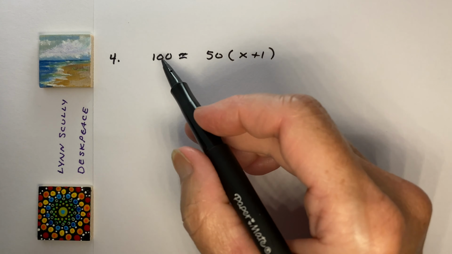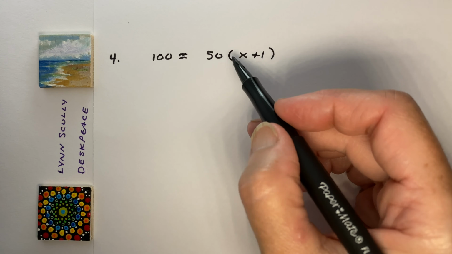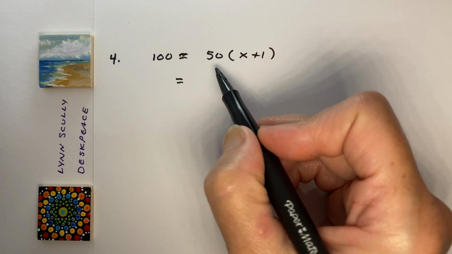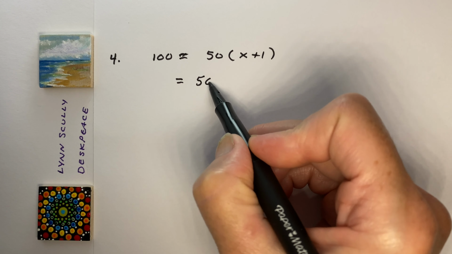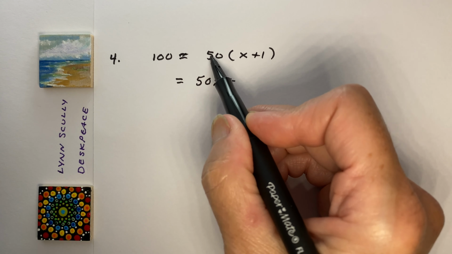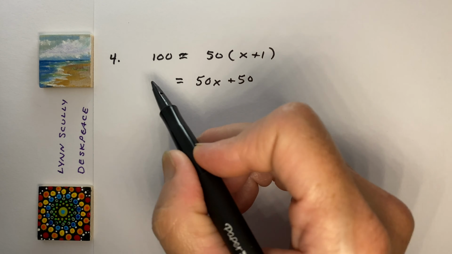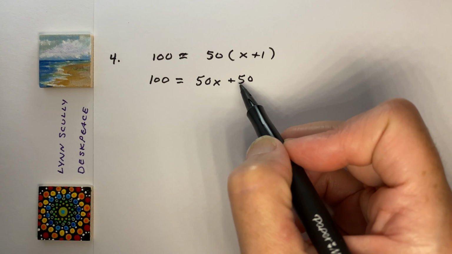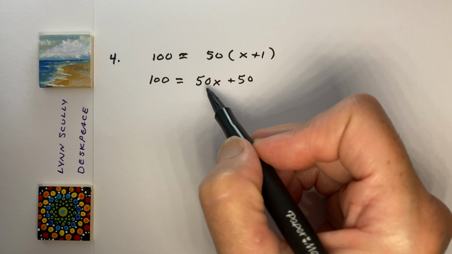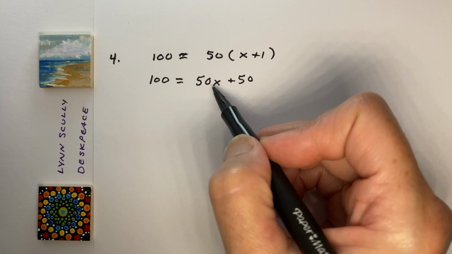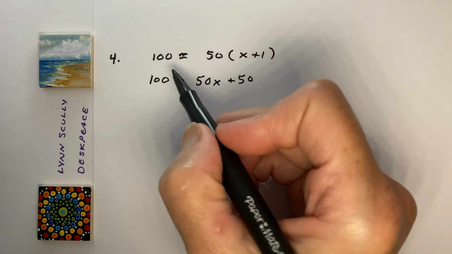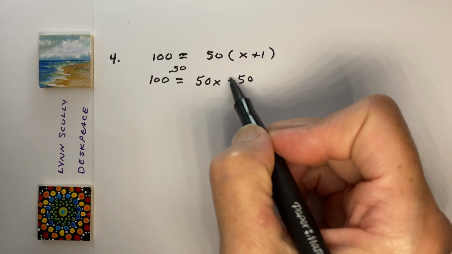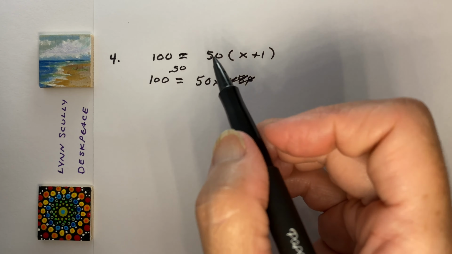Number 4. 100 equals 50 times x plus 1. So I have to distribute the 50 to every term in this package. 50 times x is 50x plus 50 times 1 is 50, and that equals 100. I want to get x alone. This 50 is attached by addition. This 50 is attached by multiplication. First, I undo addition and I subtract it to the other side of my equal sign.